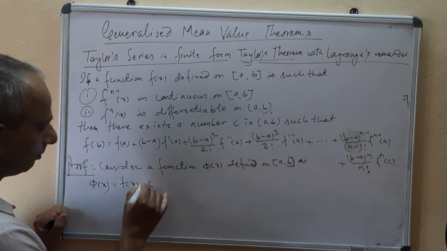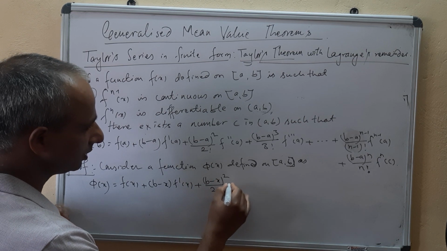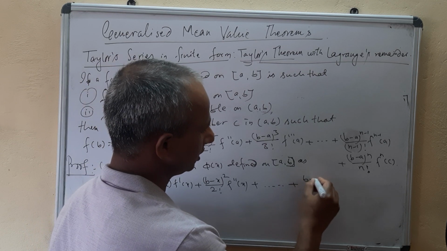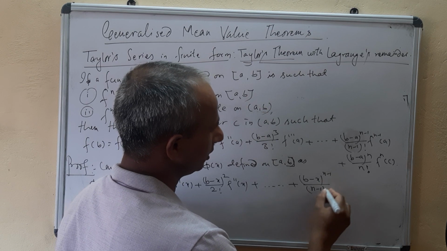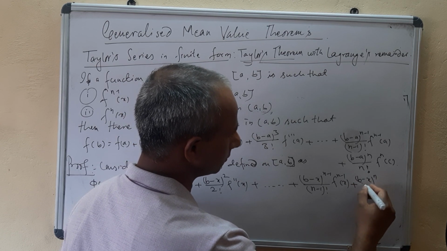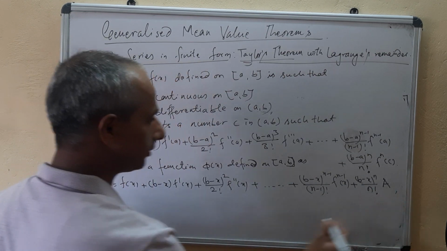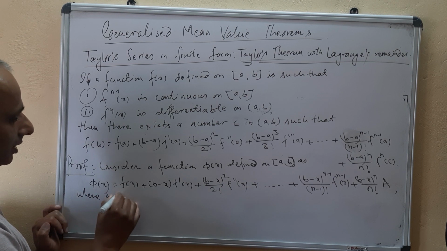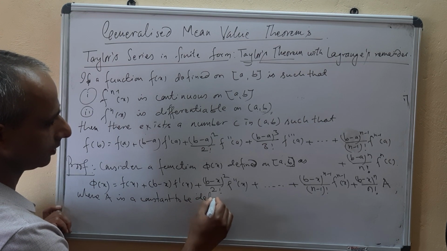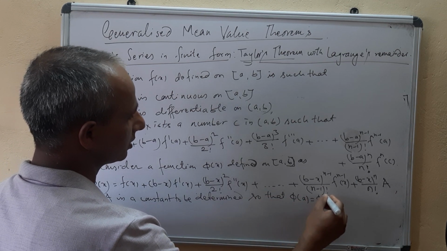f(x) plus (b-x) f'(x) plus (b-x)^2/2! f''(x) plus, or you can do, plus (b-x)^(n-1)/(n-1)! f^(n-1)(x), plus the last term we write (b-x)^n/n! times A, where A is a constant to be determined so that phi(a) equals phi(b).